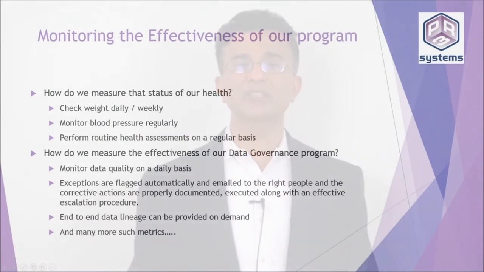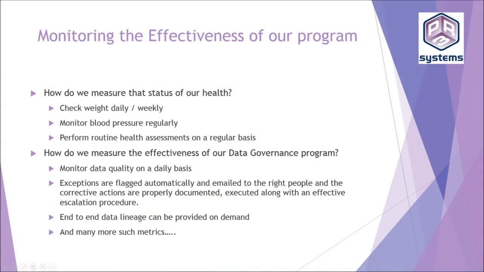So let's talk about measurement. How do you measure the status of our health? We check weight daily or weekly. We can monitor our blood pressure. We can perform routine health assessments on a regular basis. How do we measure the effectiveness of our data governance program? We monitor data quality on a daily basis. Whenever you have exceptions, they are flagged automatically. They are emailed to the right people, and corrective actions are properly documented and executed, along with an effective escalation procedure.